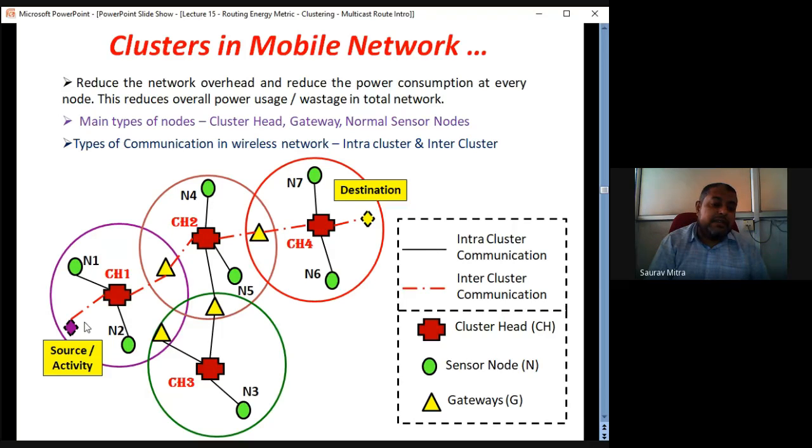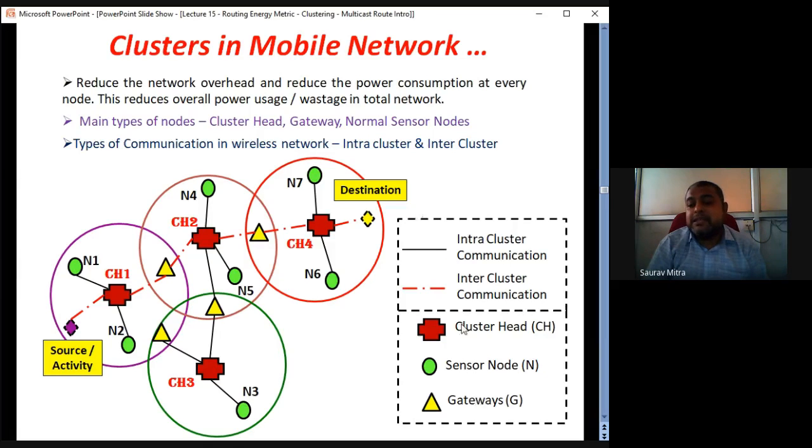Because in cluster 1 the activity is there, and it has to be taken to cluster 4. By means of togetherness, by means of helping each other, the same information is sent from cluster 1 to cluster 4. So this is a very important diagram. If asked in the exam how the mobile network does clustering, this diagram you have to explain.